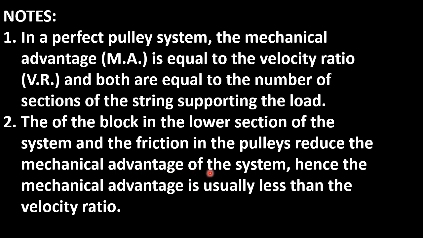There are some machines where some parts of the machine are not useful, and when the machine is being used, those useless parts lead to loss of energy, thereby reducing the energy output or the work output. So we are saying the weight of the block in the lower section of the string system and the friction in the pulleys will reduce the mechanical advantage of the system. Hence, the mechanical advantage is usually less than the velocity ratio, all right, because of such energy losses.